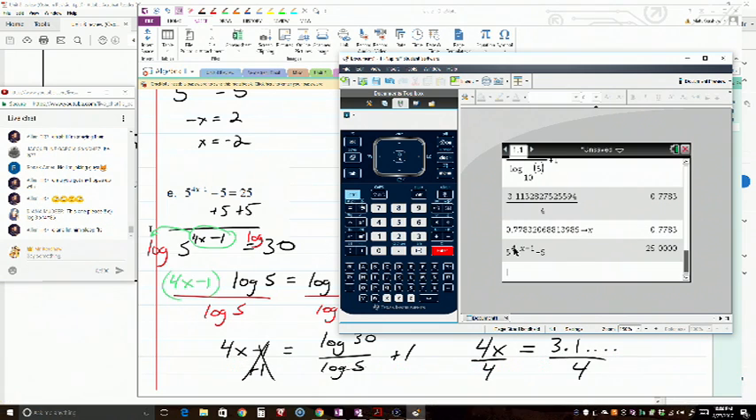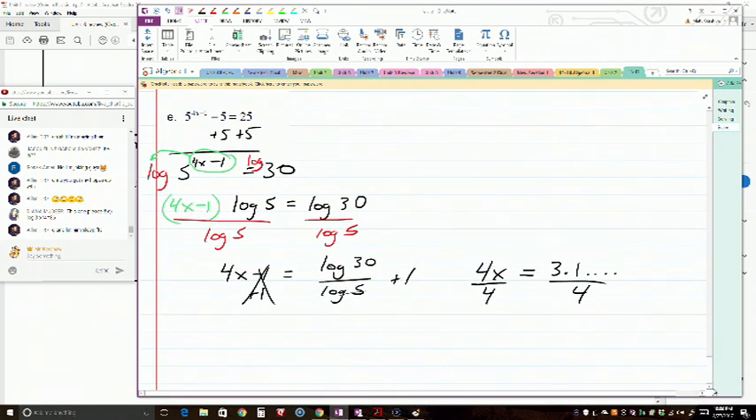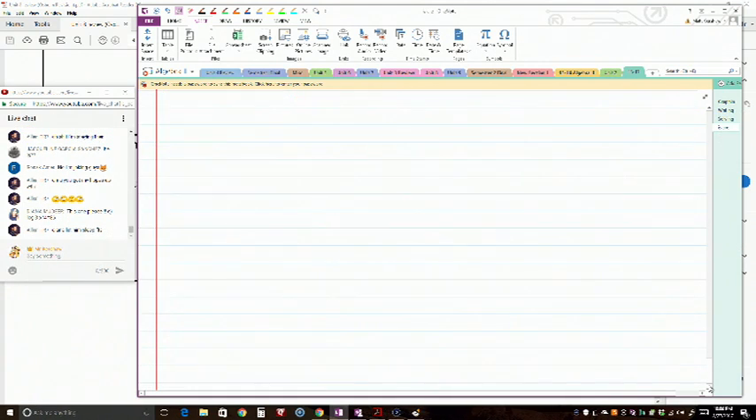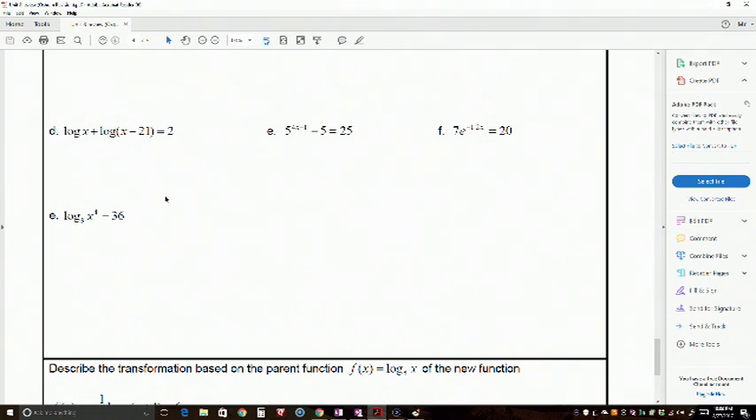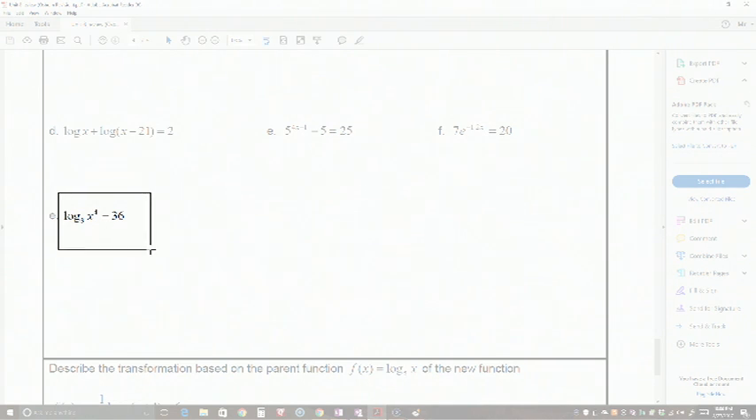This last problem here, log base 3 of x to the 4th. It's a great question. I think that was my favorite. I don't remember. Oh, they're hilarious. Favorite question of the day.